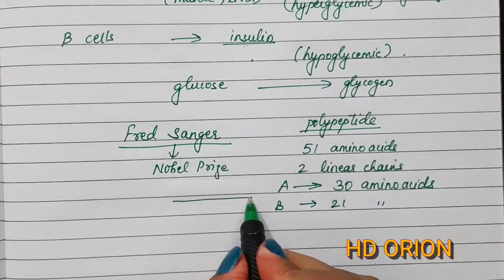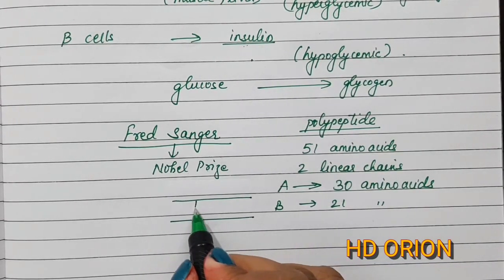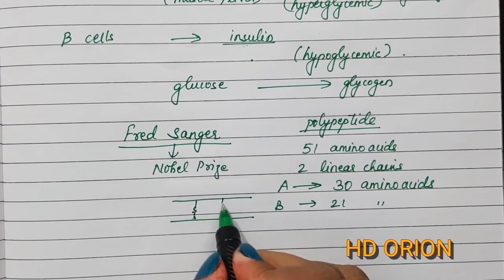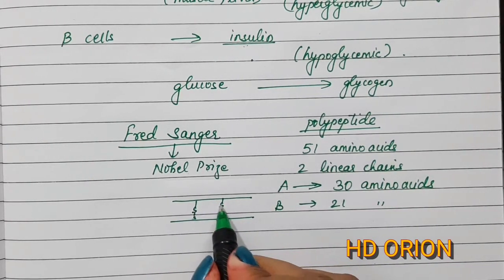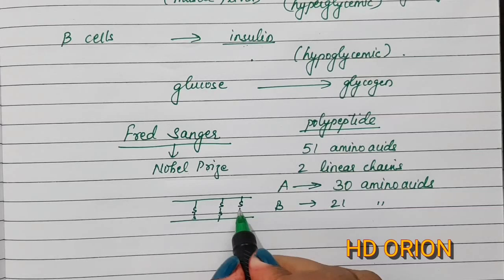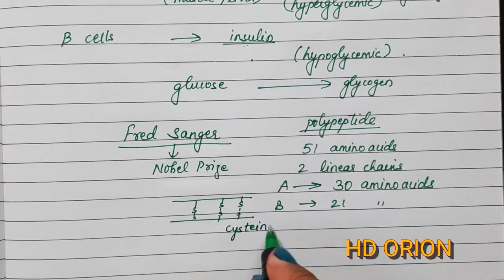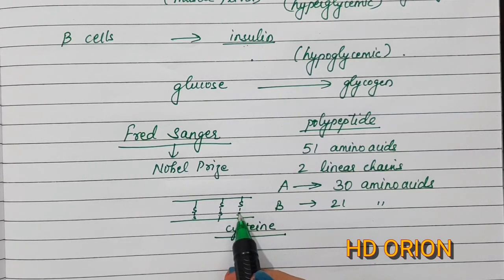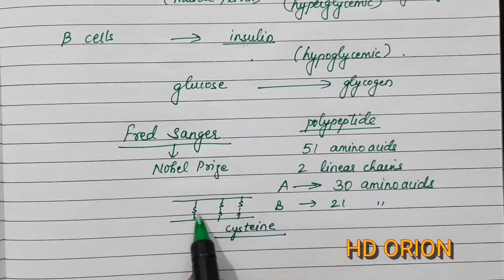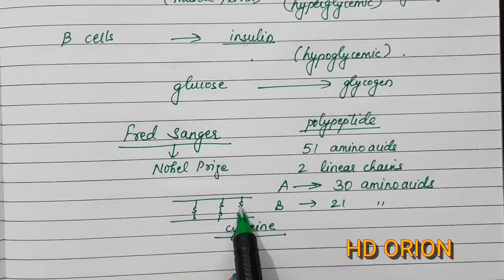So if this is the A chain and this is the B chain, both of them are linked by disulfide bonds. These are sulfur. 2 sulfur. So whenever a disulfide bond is created, it is only due to the presence of cysteine. Such amino acids like cysteine which have sulfur. So both the chains are linked up by disulfide bonds. So wherever the disulfide bonds are present, the cysteine amino acid is present.